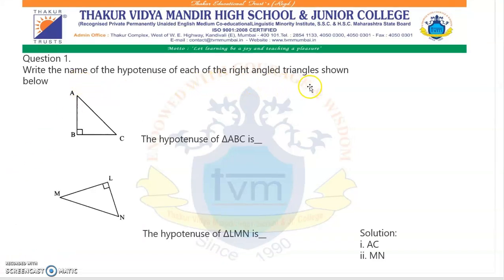Write the names of the hypotenuse of each of the right angle triangles shown below. Both are right angle triangles. In an exam, suppose the figure is drawn and they ask in fill in the blanks, the hypotenuse of triangle ABC is what? It is very easy to identify. This is the symbol for 90 degrees. The side opposite to 90 degrees is called the hypotenuse. So AC is the hypotenuse of triangle ABC. In the same way, here L is 90 degrees, and the side opposite to it is the hypotenuse. So length MN is the hypotenuse here.